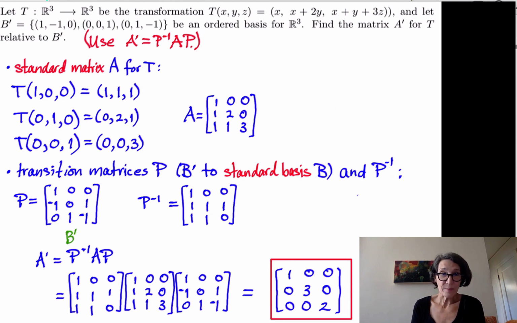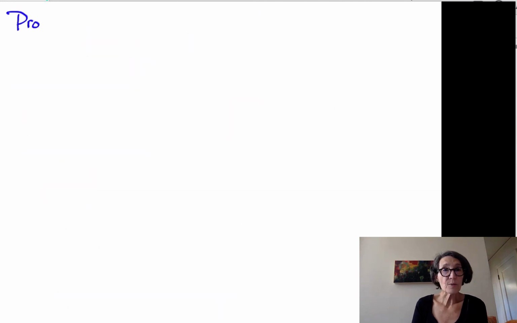That doesn't always happen. And we'll learn in chapter 7 when it does happen. But it's really, really desirable to get a diagonal matrix. So our goal in chapter 7 is to figure out when we can get a diagonal matrix that is similar to the matrix that we have. And what it does is it simplifies a lot of computation if we can use a diagonal matrix instead of a non-diagonal matrix. So let's look at a couple properties of similarity.